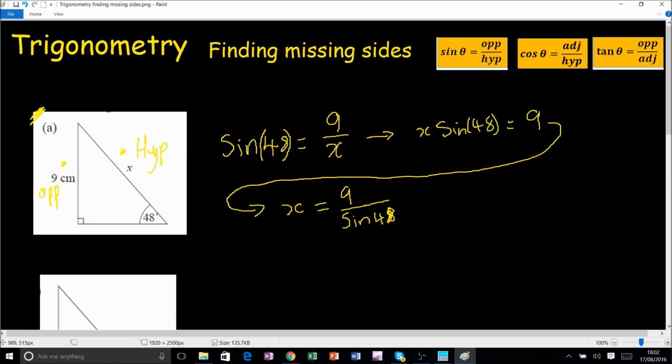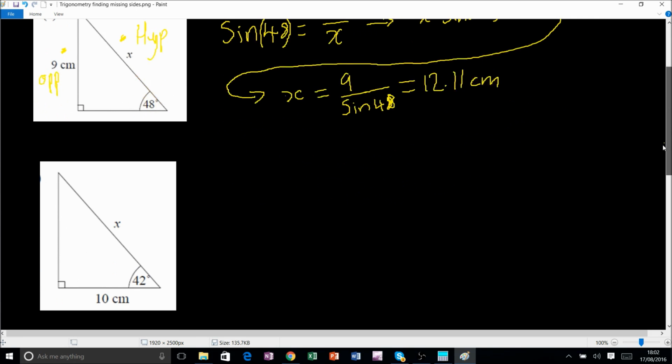So now we're going to plug it into the calculator, 9 divided by sine 48, and see what we get. 9 divided by sine 48 gives us 12.11 to 2 decimal places. And remember, we need to put in the correct units, which is centimeters. Okay, lovely. So that's one question down.